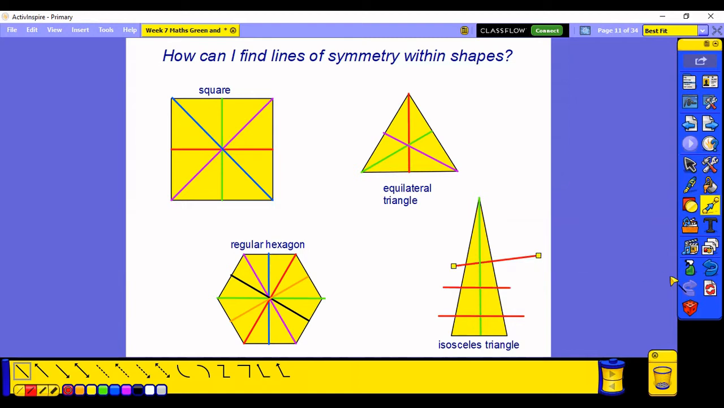Wherever I place my line of symmetry, I'm not going to be able to find another line of symmetry on there. So I've got 1 on my irregular isosceles triangle. The sides are not all the same and the angles are not all the same.